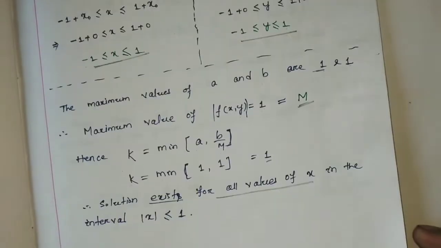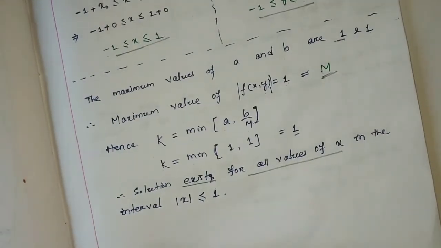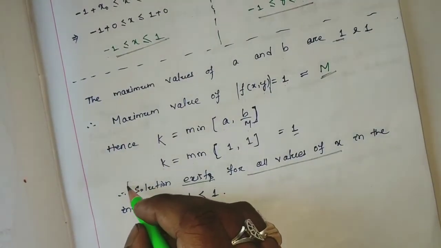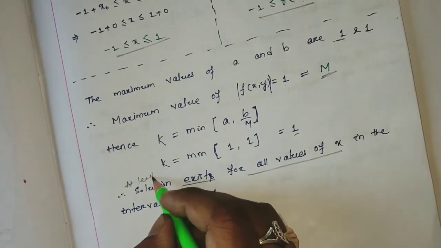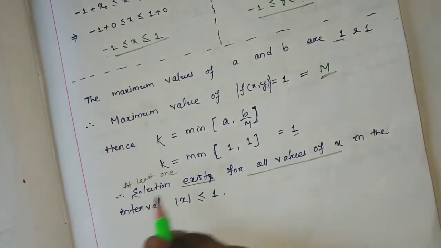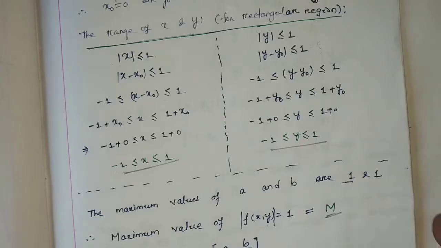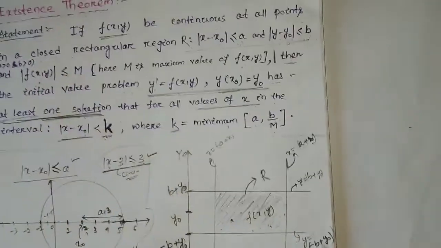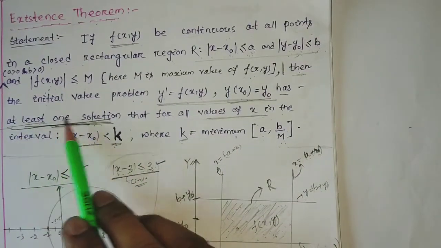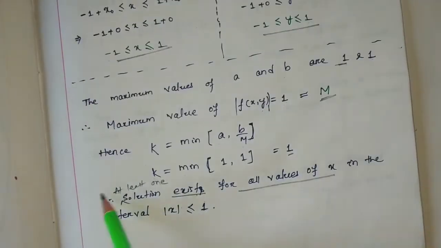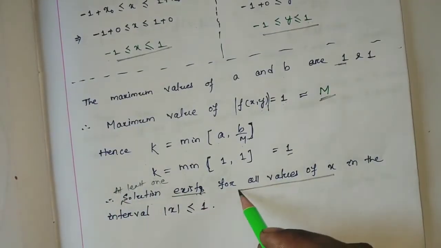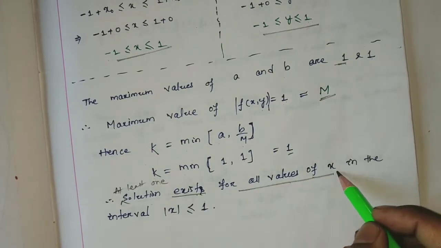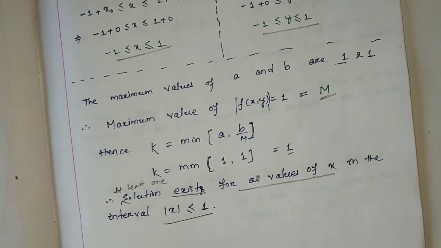Or we can write, at least one solution exists, because according to the existence theorem we have to write at least one solution. So here you can write that at least one solution exists for all values of x in the interval |x| ≤ 1.